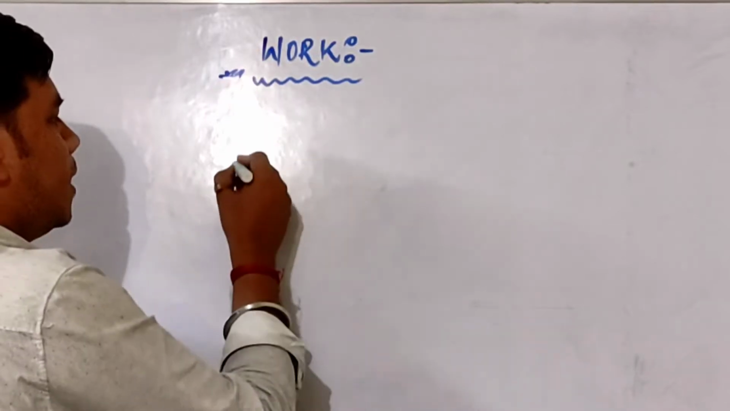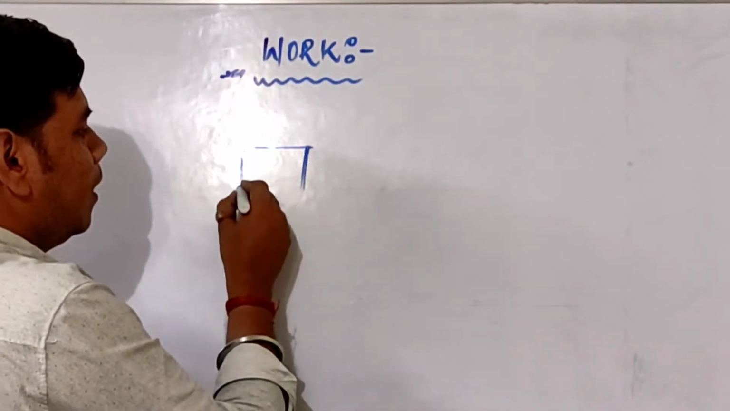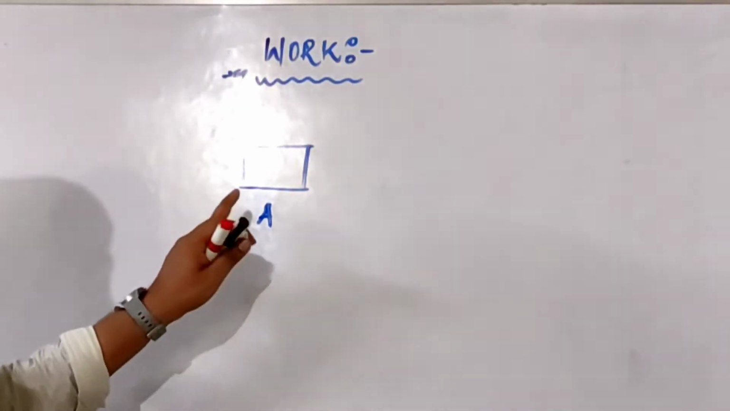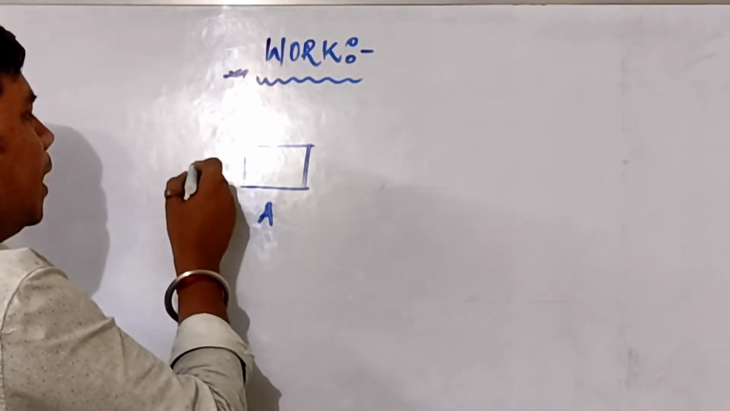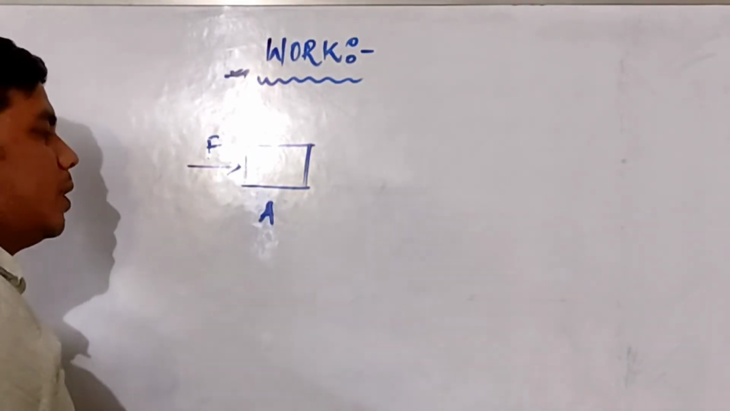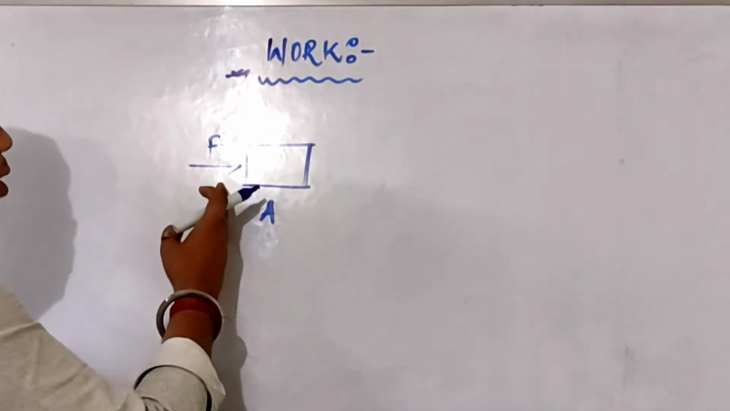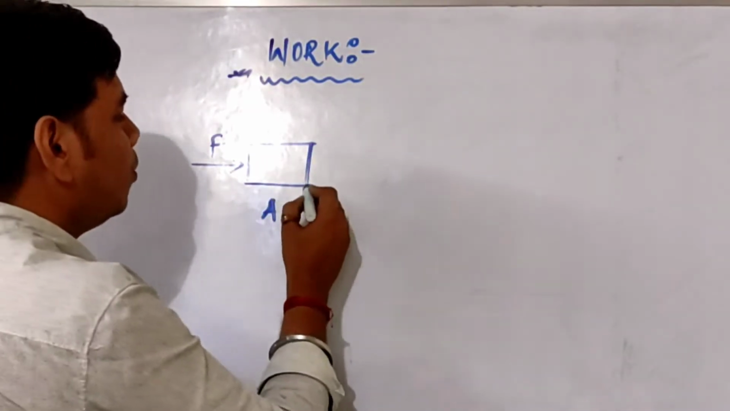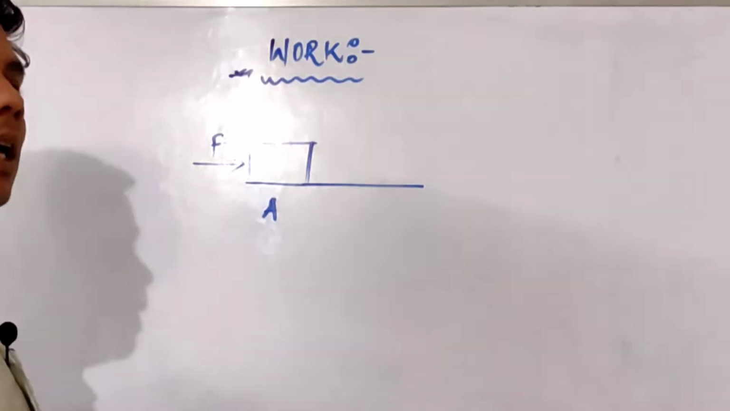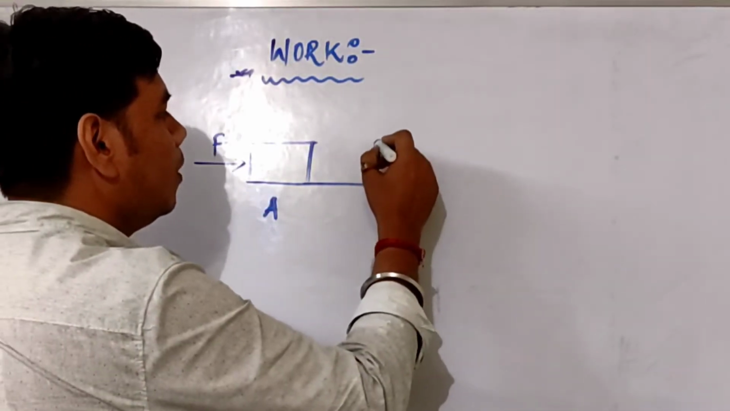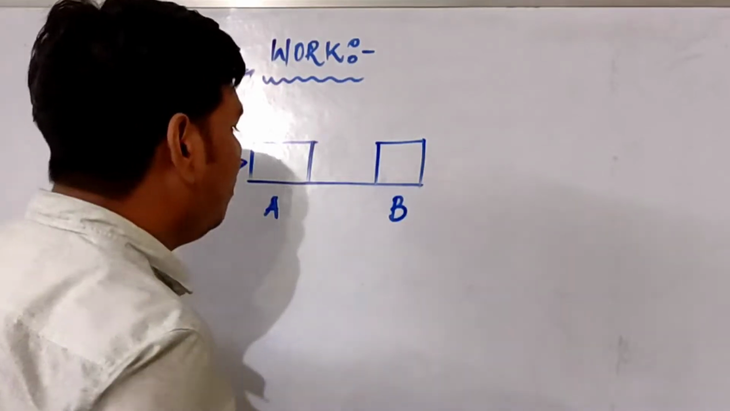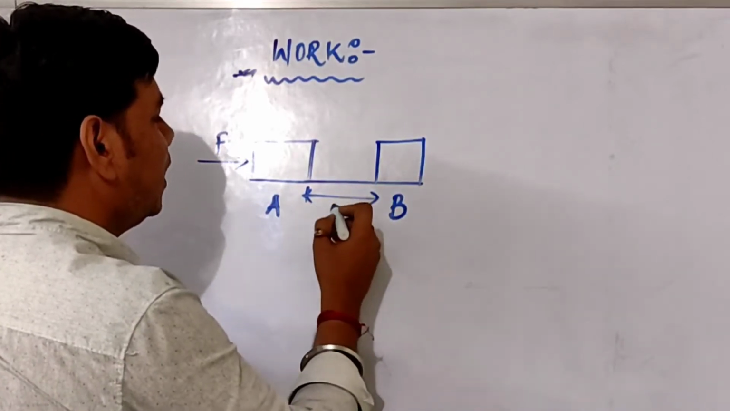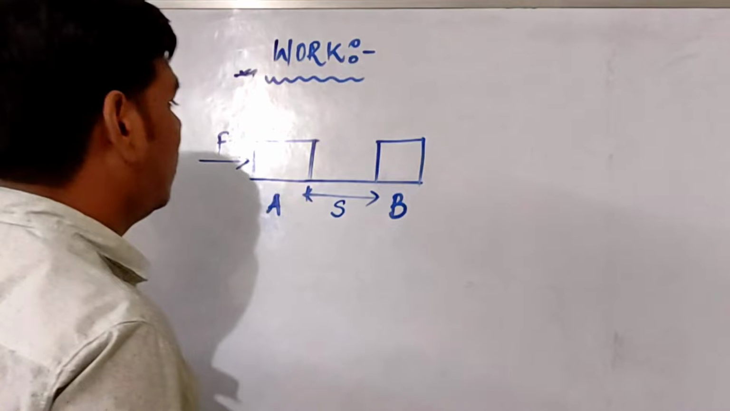So let us start. Suppose that I am taking a block at point A. This is point A, and at this point a block is kept. And now we are going to apply a force F in positive X direction. Just because of this force, what is going to happen? The block is going to move in this direction, along the direction of the applied force. The block will move somewhere to point B. Now suppose the displacement between A and B is S.